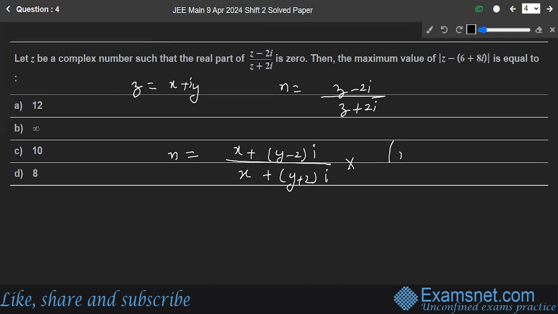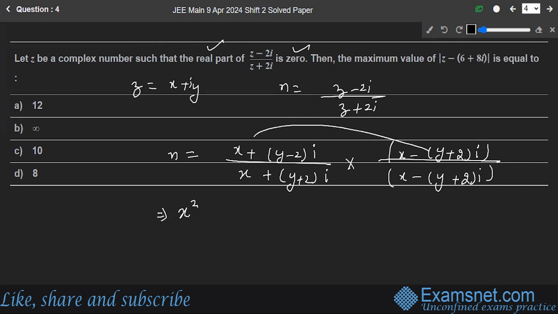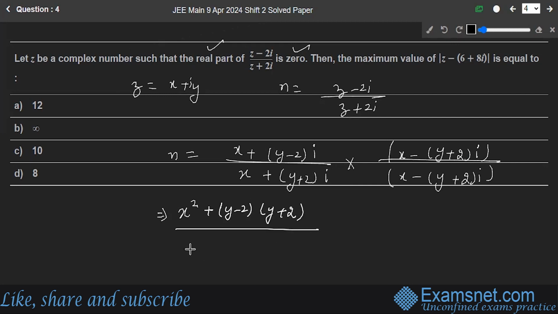Let's rationalize. So here you will have x minus y plus 2 iota divided by this same thing. So this gives you, see, I'm interested only in the real part because this is given to you as 0. So let's solve it. So this will give you x squared, and the imaginary part I'm ignoring. And this will give me minus minus plus, y minus 2 into y plus 2. And the denominator will have x squared plus (y plus 2) whole square. This is equal to 0.